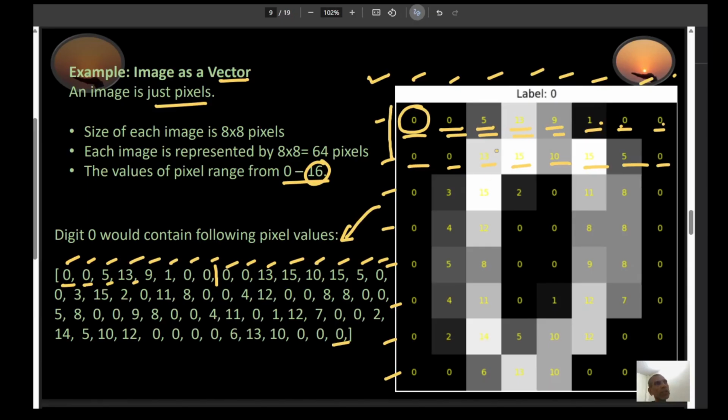In the previous one, if you look at this number, this was almost like a 0. Actually, if you look at the image, it looks like a 0. So this particular vector represents digit 0.